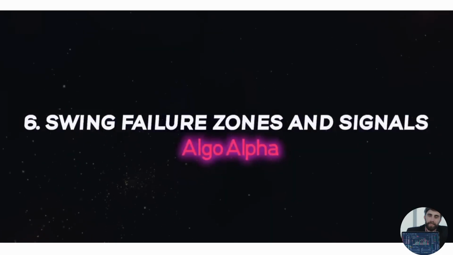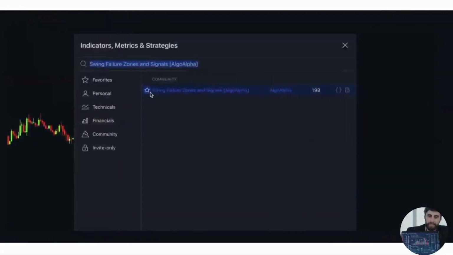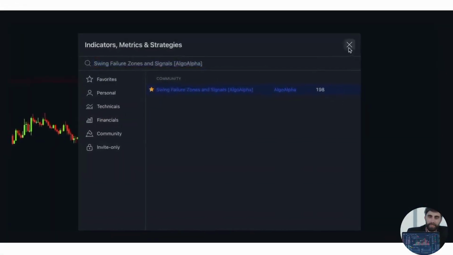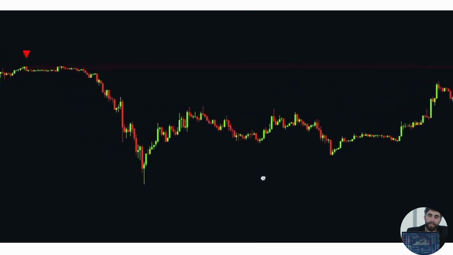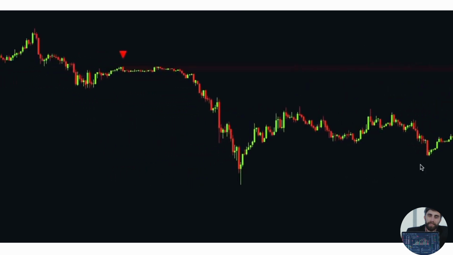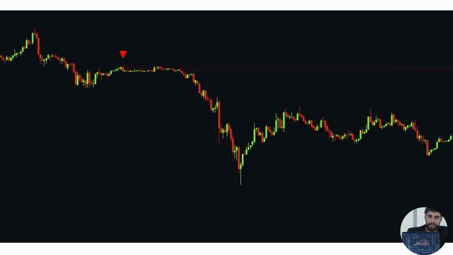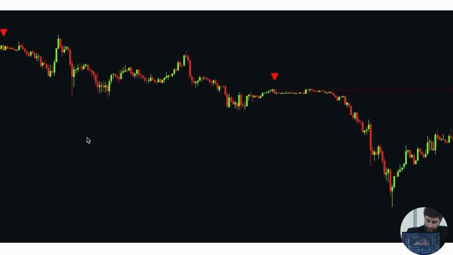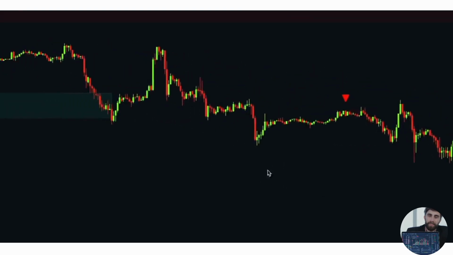On the 6th place, we put an indicator called Swing Failure Zones and Signals by Algo Alpha. This powerful tool helps you identify potential swing failure zones, offering clear bullish and bearish signals to guide your trading decisions. The most suitable time frame for this indicator is 1 hour. It works great for trading Bitcoin. Check out how accurate these signals are. By following them, you can catch really big market moves.